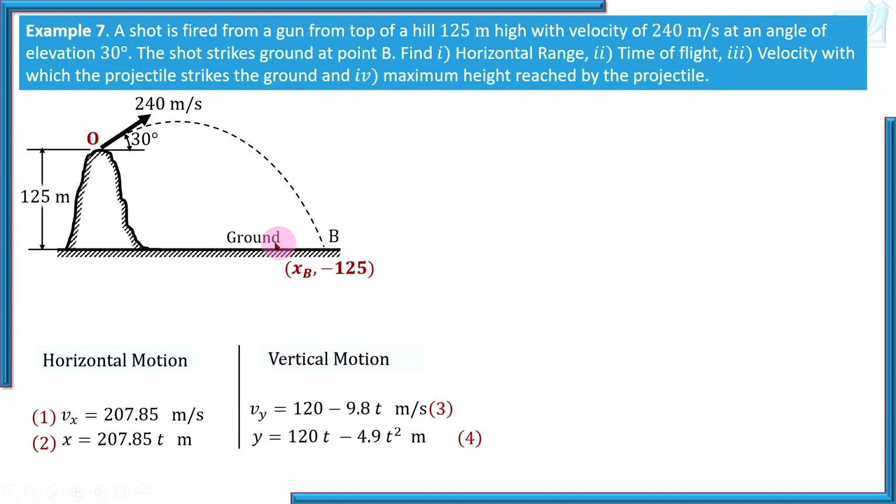For example, here, try to understand. Projectile starts at O and strikes ground at point B. You are asked horizontal range, that is horizontal distance of the point where motion ends from the point where motion starts. Nothing but x coordinate of point B you want to know. Okay. Time of flight. Now motion starts at t equal to 0 and ends. So what is that time at which motion ends? That is time at point B you want to know. That is time of flight.